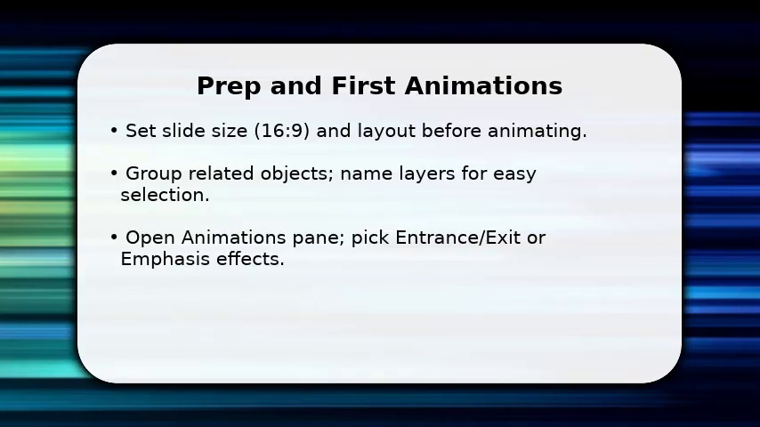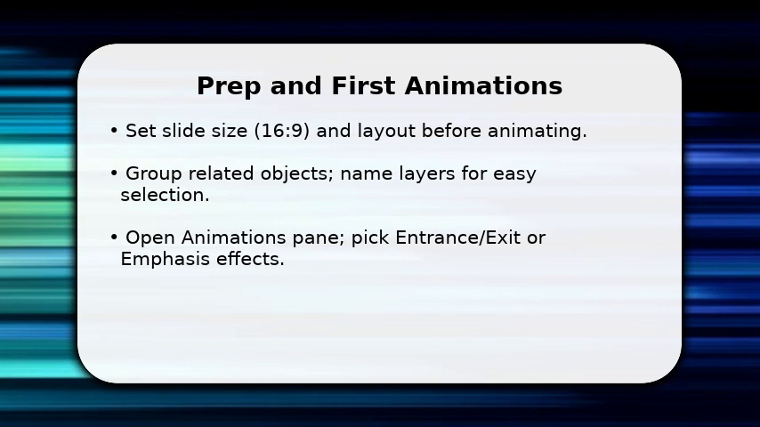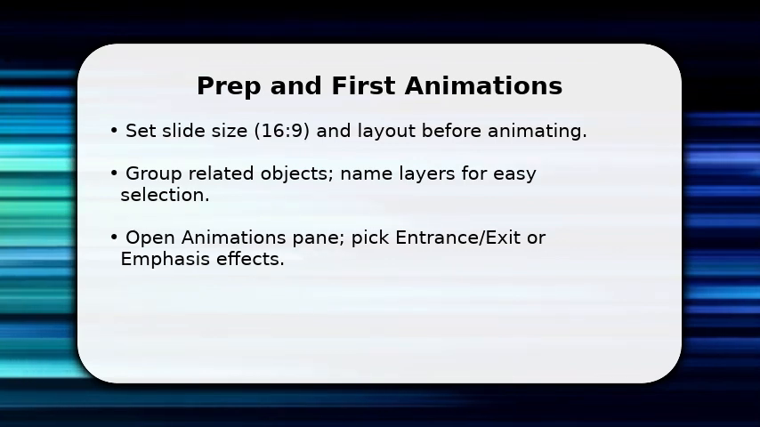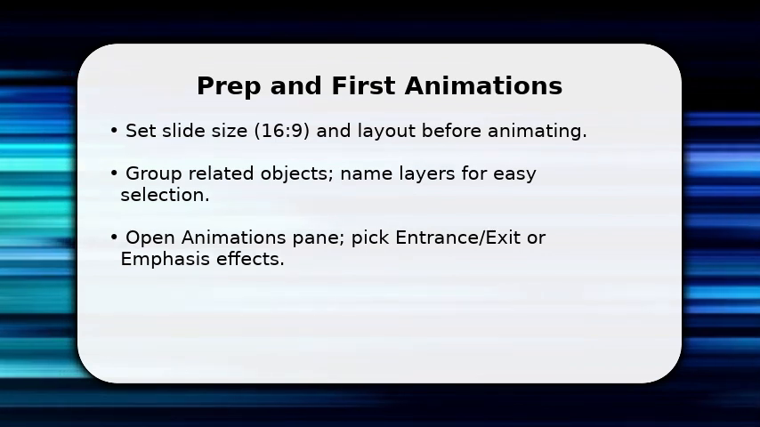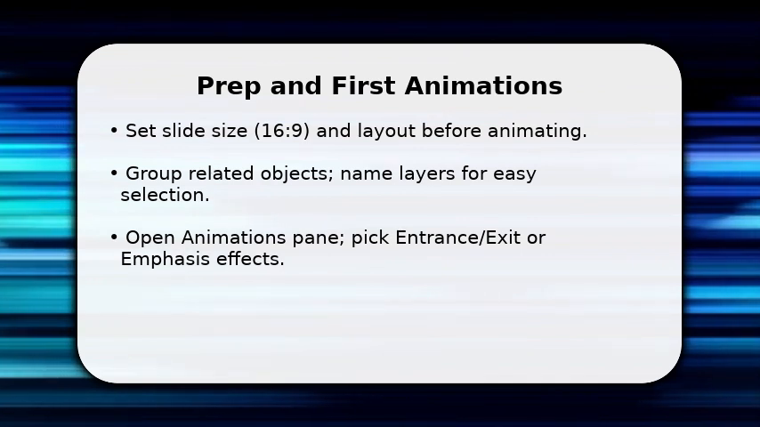You begin by preparing the slide for predictable motion. Set the 16:9 layout, group related objects, and name them so selection is fast. Once done, open the animations pane and apply a simple entrance to your primary element so you can see timing immediately. Make sure to preview after each change and keep effects minimal at first. This avoids cascading rework later and helps you build a clear baseline to layer more complex motion from.